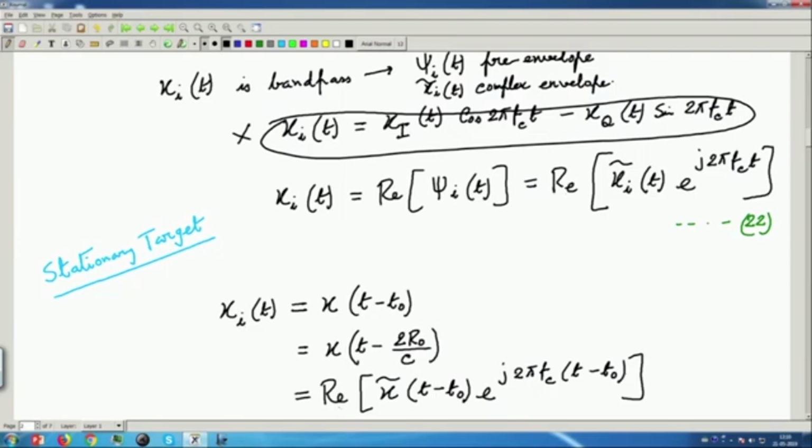So, x tilde(t) is what? Real part of, I should have written x tilde(t), but I know that for stationary target x tilde(t) is x(t minus t 0), that I am using here. Okay. So, this equation we should give a name, just this is our equation 23.